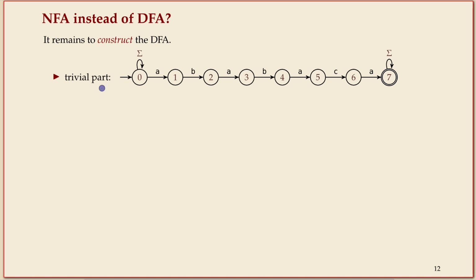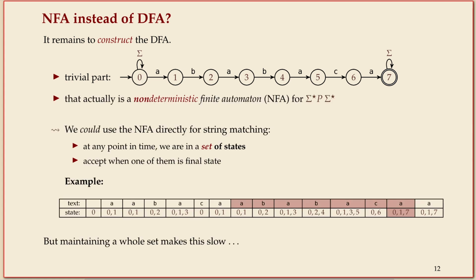And in a way, the easy part to build this string matching automaton was just writing down the pattern on edges to the right and leaving the automaton as it is. If you additionally allow the automaton to stay in state 0 for all letters, you've actually built a valid non-deterministic automaton for this language sigma star p sigma star. It's not so useful algorithmically, but it will help in an indirect way.